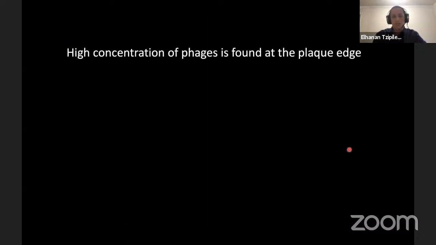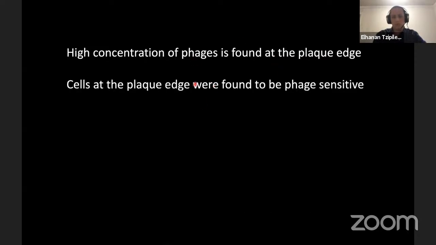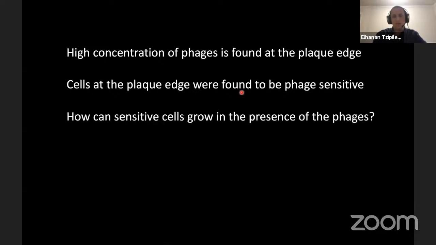So as I showed you, there is high concentration of phages on the plaque periphery, but anyway, bacteria can grow inside the plaque. And interestingly, when we took these bacteria from the plaque edge, we found that they are still phage sensitive. So this raises an obvious question: how can sensitive cells grow in the presence of phages? And this brought to mind the idea of phage tolerance states.